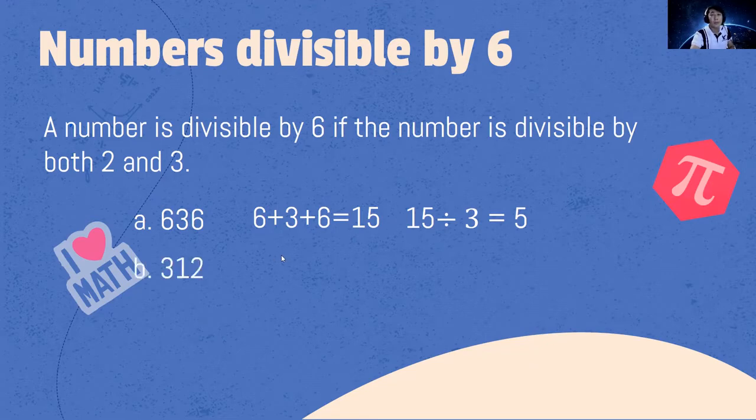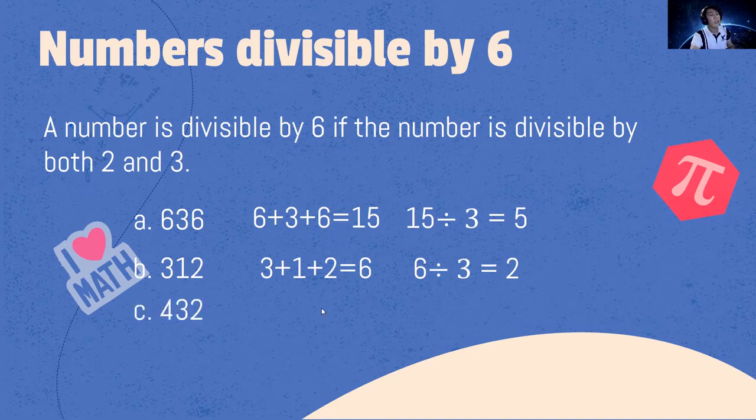Another example, 312. 312 ends with 2, and 2 is an even number. Therefore, it is divisible by 2. And let's try to identify if it is divisible by 3. Let's add all the digits. 3 plus 1 plus 2 is 6. 6 divided by 3, that is 2. That means 312 is divisible by both 2 and 3, and therefore it is divisible by 6.